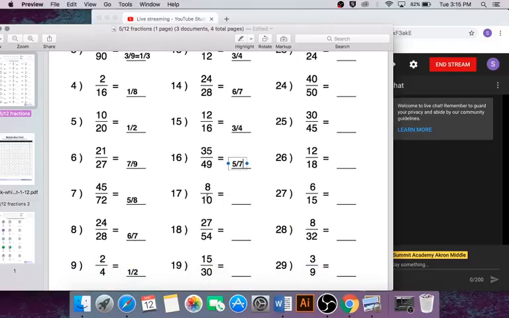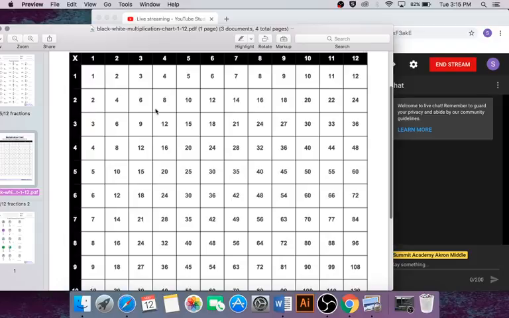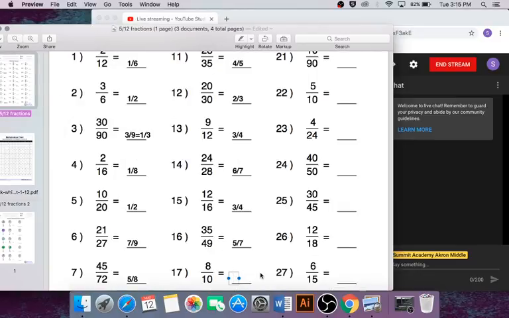Okay, we have 8 and 10 for number 17. Two goes into 8, and 2 goes into 10. 4 goes into 8, but it doesn't go into 10. And 5 goes into 10, but it doesn't go into 8. So we're going to use 2. 2 times 4 is 8, and 2 times 5 is 10. So our fraction is going to be 4 over 5, or 4/5.